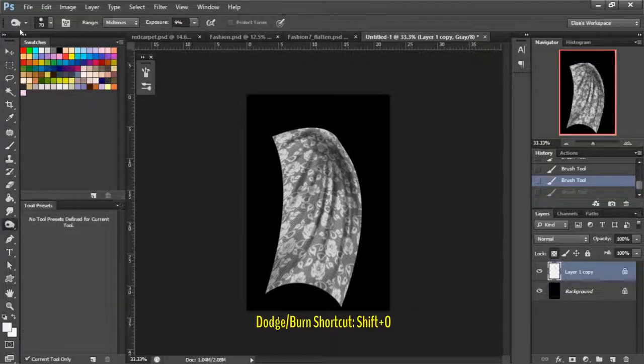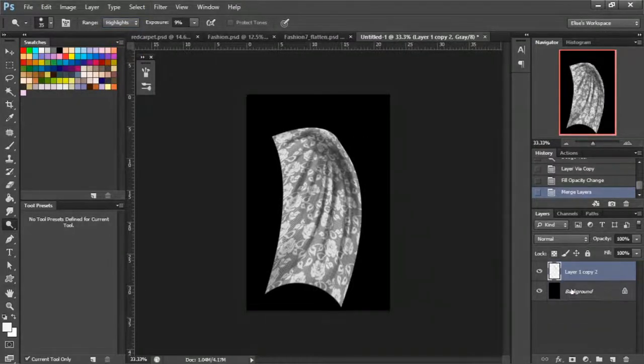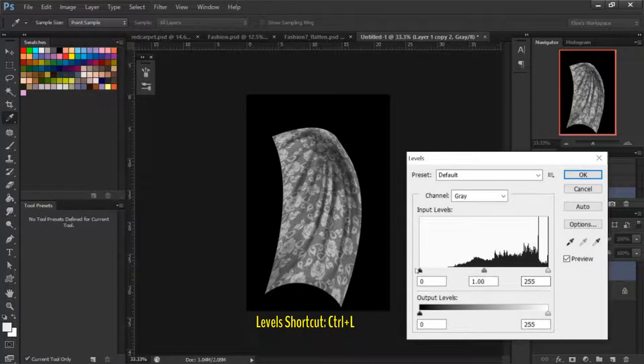You can also use dodge or burn. Dodge is to make it lighter, so I can have some highlights. I can also play with the levels, so I can make it darker for some areas, and some areas I can make it brighter. Yeah, there's a lot of things you can do to play with it.